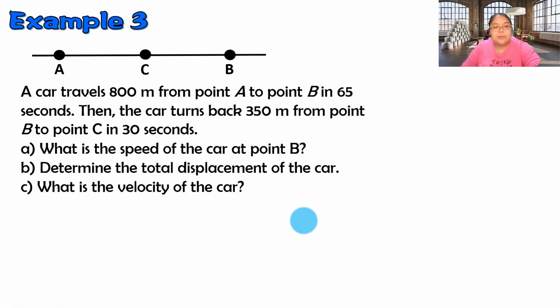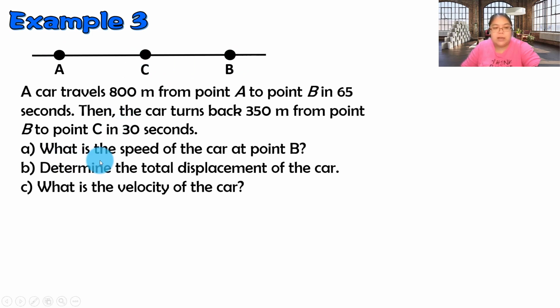Okay, let's see example 3. Now the car travels 800 meters from point A to B, straightforward, A until B, 800 meters, in 65 seconds. Then the car turns back 350 from point B to C in 30 seconds. So you go to B first, then you turn back and go to C, which means now you are moving in the opposite direction.